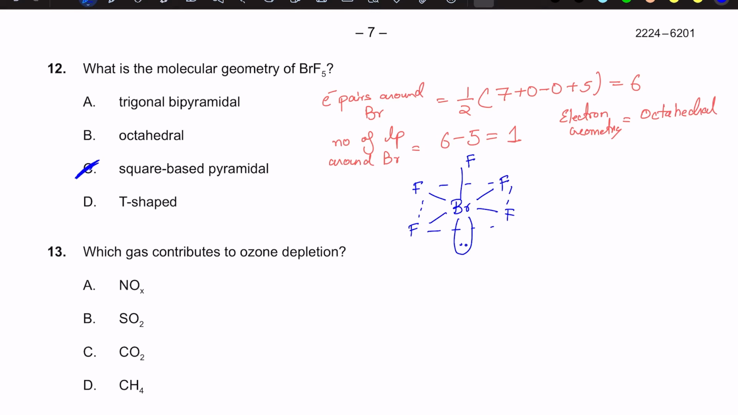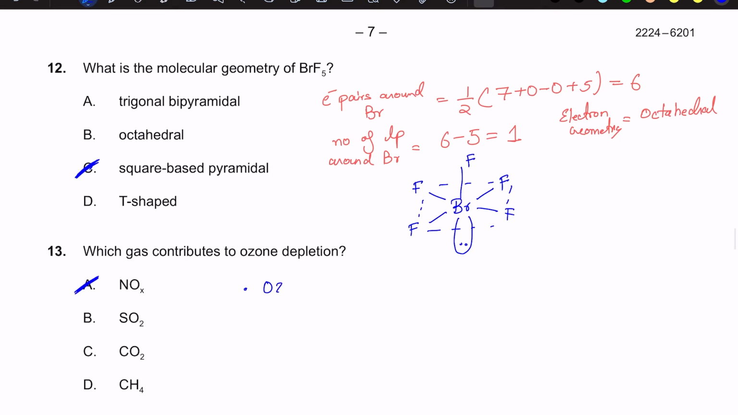Moving on to the next one. Which gas contributed to ozone depletion? Ozone depletion, okay. So ozone depletion is related to our free radical mechanism. If you remember how we can answer this question in an exam, the oxidation of NO to NO2 occurs through a free radical mechanism, which is mentioned in every textbook. So from there, we can say that the answer is option A.